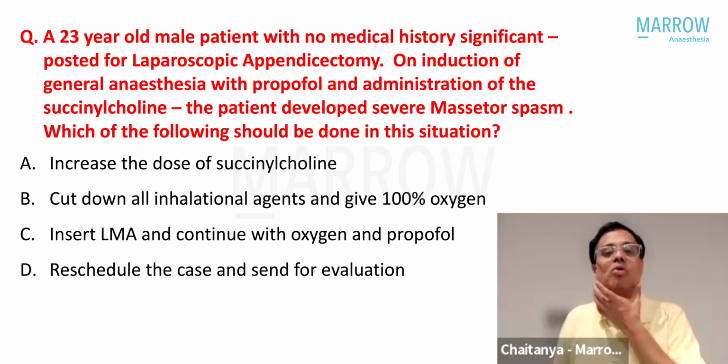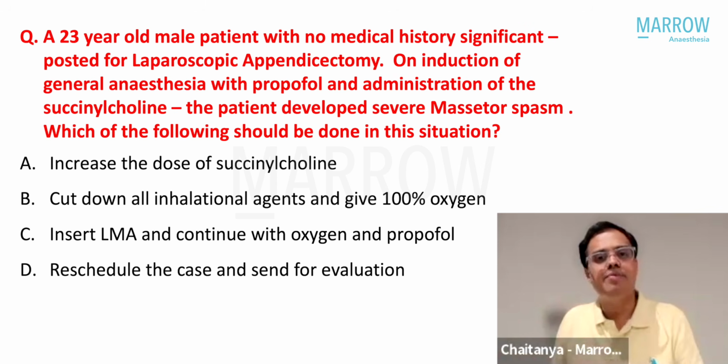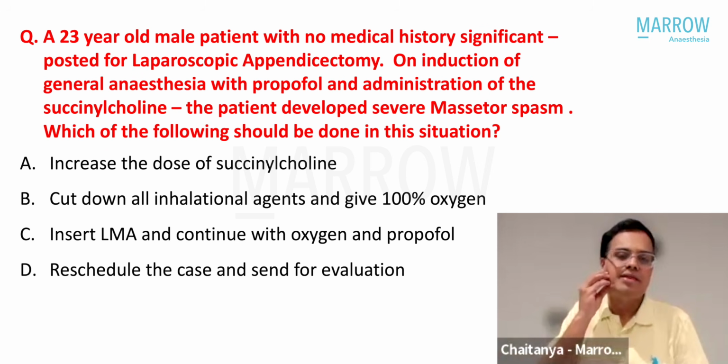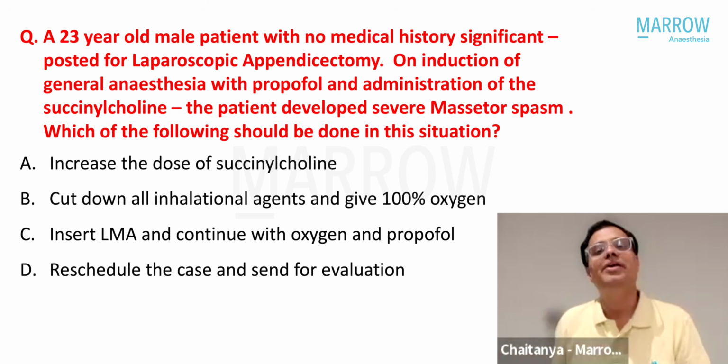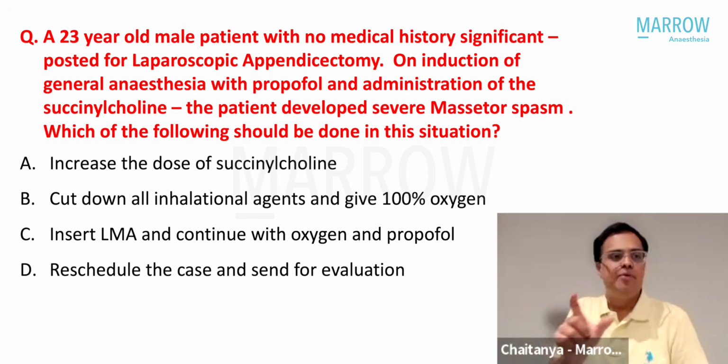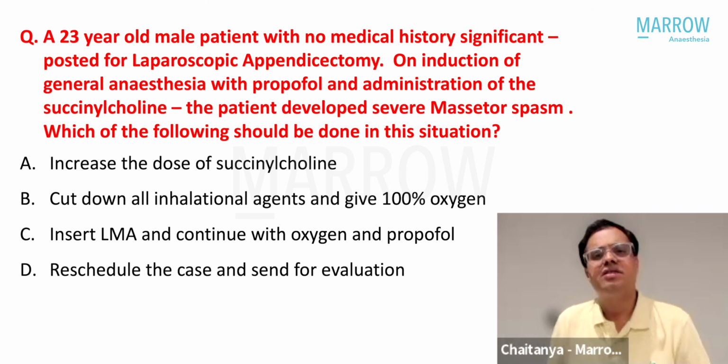Can you understand it? Only the masseter muscles will go into spasm; limb muscles will be flaccid. If it is simple masseter spasm, you can deepen the plane of anesthesia and intubate the patient. If it is going into locked jaws, then we are dealing with a case of malignant hyperthermia. So this is about malignant hyperthermia and masseter spasm.